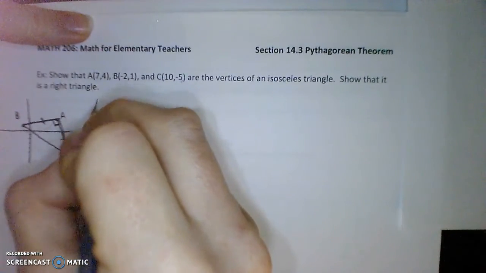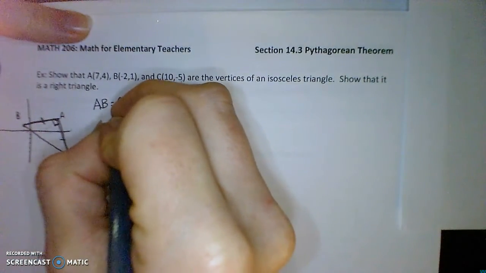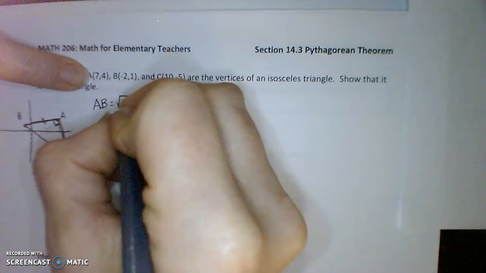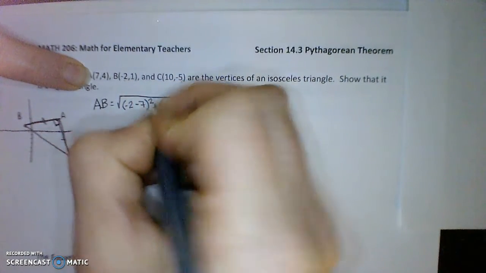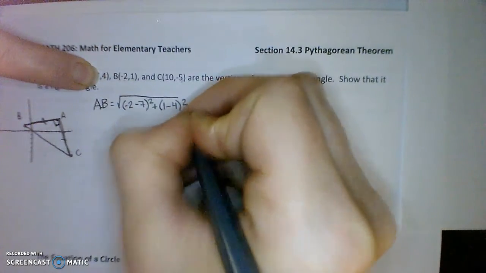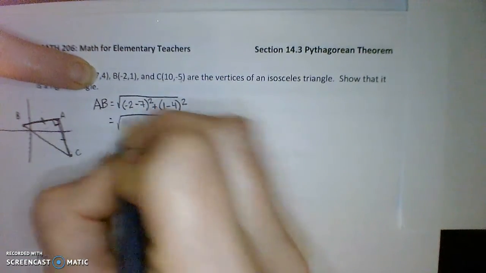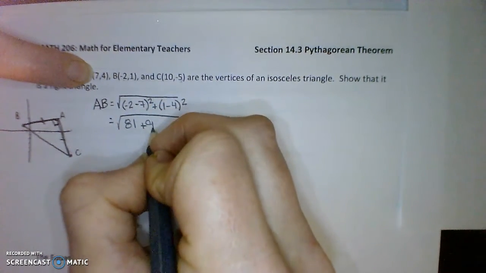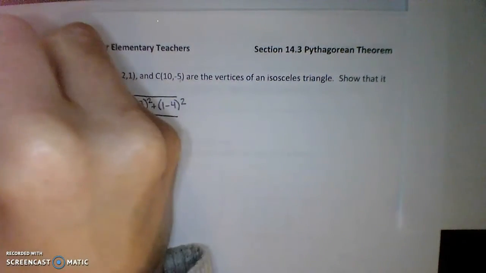First, I'll have to calculate the distance from A to B here, which you can get by doing the square root of the difference between the x coordinates. So there's -2 minus 7 squared plus the difference between the y coordinates, 1 minus 4 squared. So -2 minus 7, what is that? -9, square it, you get 81, plus 1 minus 4 is -3, square it, you get 9. So that is the square root of 90. That's this side length here.